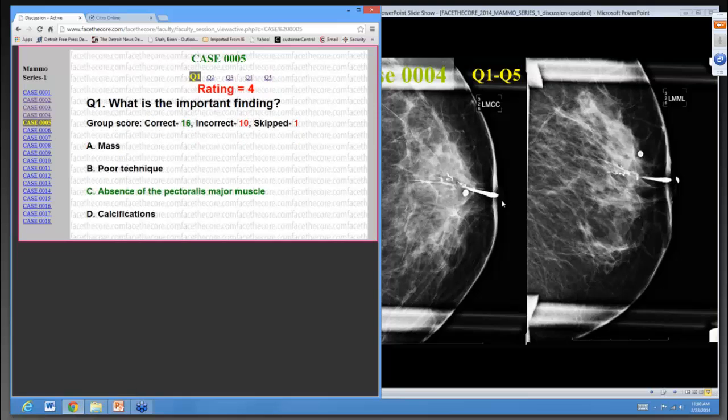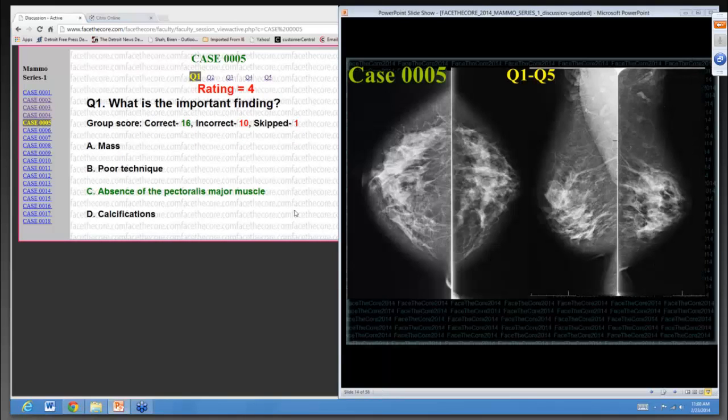So we're going to go to case number 5. In case number 5, what we have is craniocaudal and mediolateral oblique views of both breasts. This is the right breast, this is the left breast, craniocaudal views, right mediolateral oblique, left mediolateral oblique. The breast composition, one could call this heterogeneously dense. What we notice right away is that the left breast is smaller in size as compared to the right breast. But also, we don't see visualization of the pectoralis muscle. So for the first question, what's the important finding? Well, the answer choice is the absence of the pectoralis major muscle.